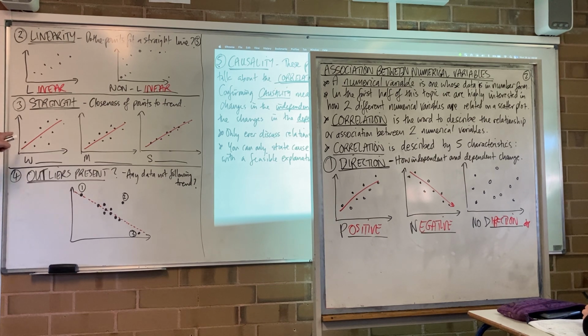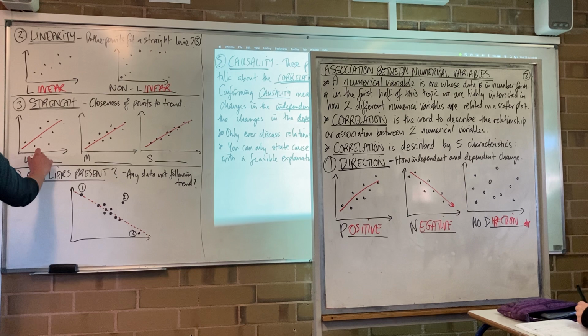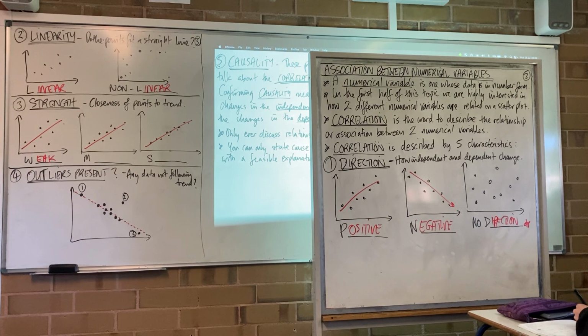Characteristic 3, strength. The closeness of points to a trend. Are these all linear? All straight lines? All positive direction? Are the dots different distances from the line? So we can describe a correlation in terms of direction, linearity, but also strength. This would be weak. Because yes, the dots follow a positive linear direction, but they're not very close to that.